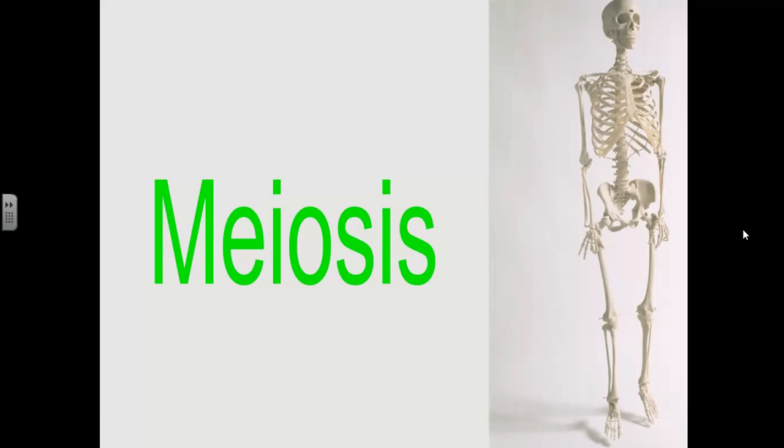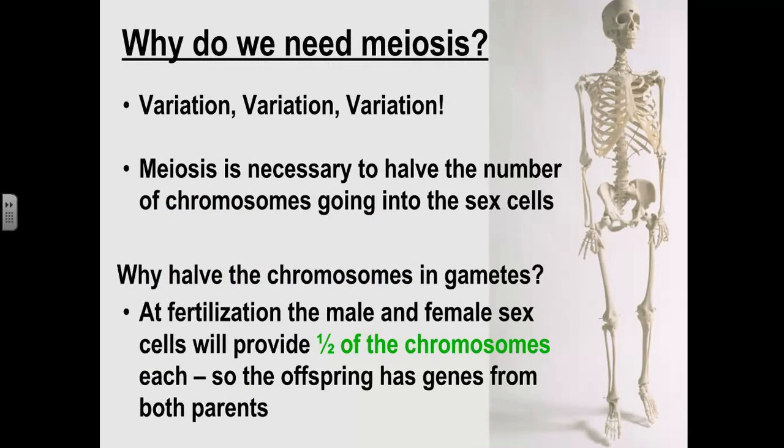All right, today I want to talk a little bit about the process of meiosis. Why do we need meiosis? It creates variation, and more variation in the offspring. It's necessary to have a process like meiosis to halve the number of chromosomes before we put our genetic information into our sex cells, right?